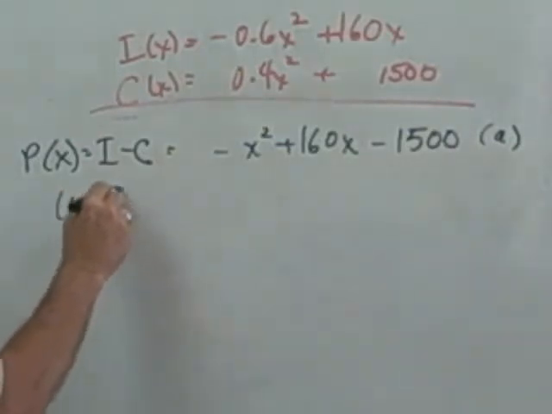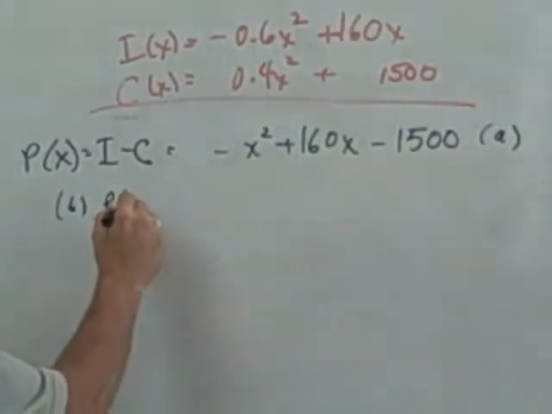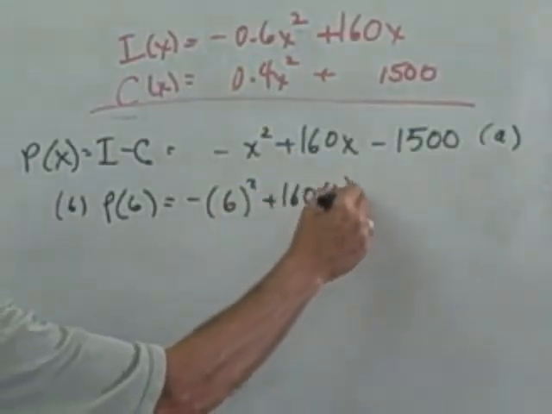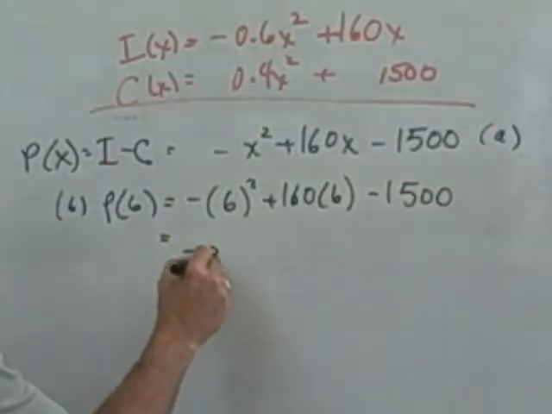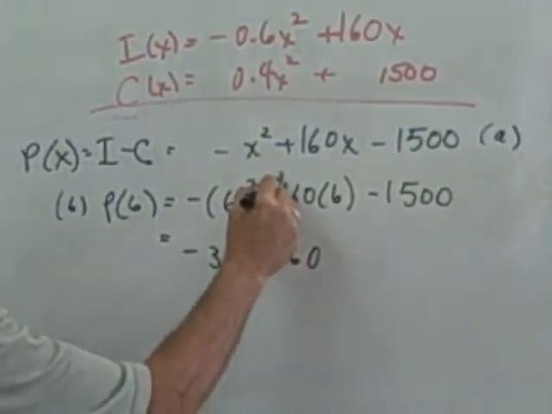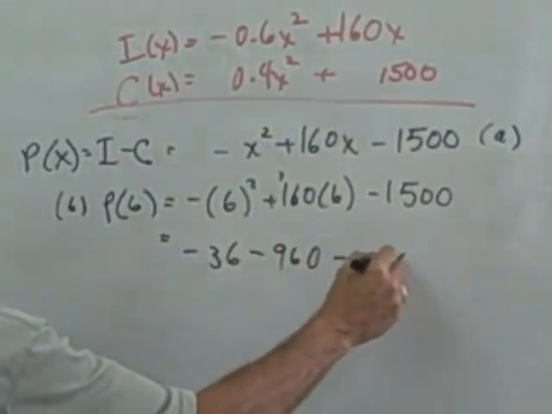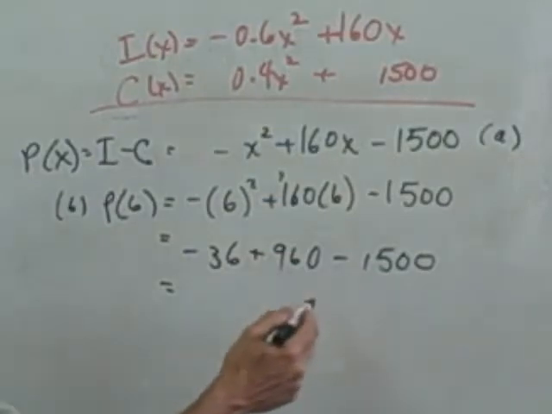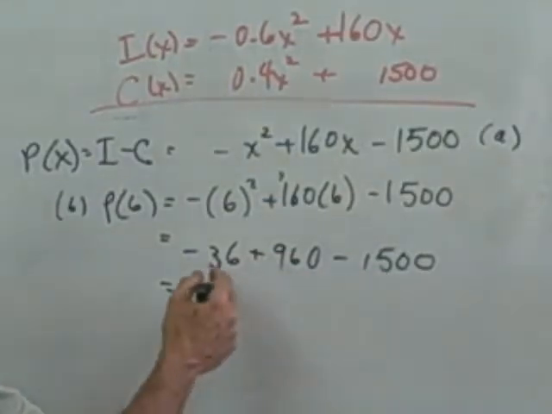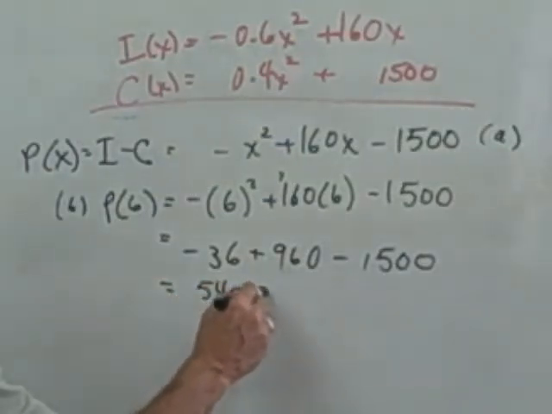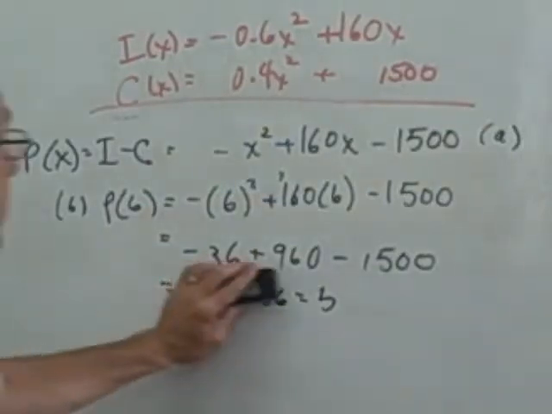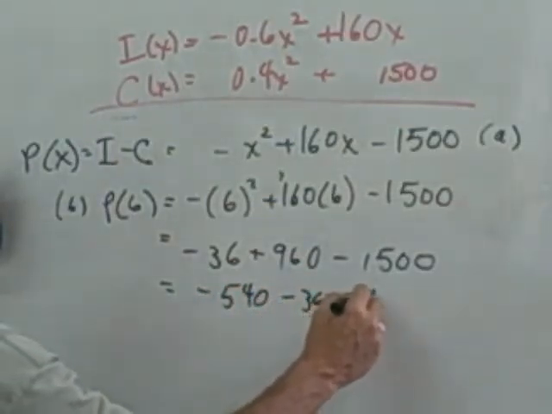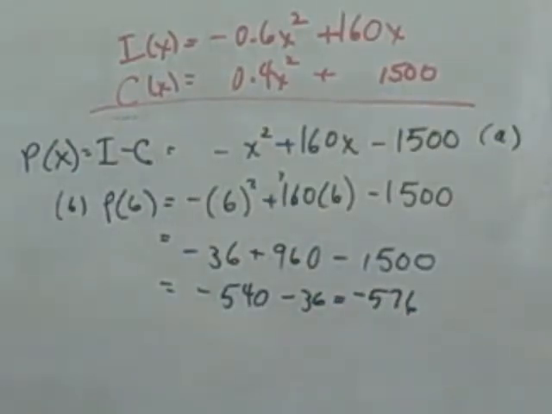In part B, it says find the profit when you make and sell 6 books. What's P of 6? So I put 6 in there. I'm going to get negative 6 squared plus 160 times 6 minus 1,500. Okay, that's minus 36. 6 times 6 is 36, and then 960 minus 1,500. Well, what you can see here is that this one's positive, but we're going to end up with a negative number here. Negative 960 from 1,500 is 540, and then take 36 away from that. So it's negative 540 minus 36, or negative 576. A negative amount. All right?